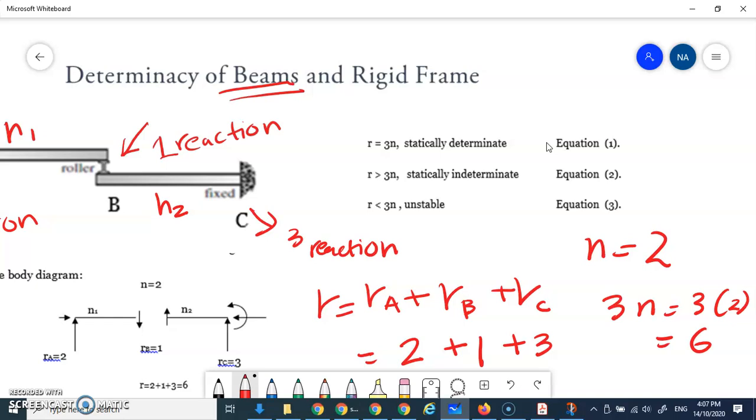Okay, so I guess that's all for this part. I will show you another video, another examples regarding the determinacy of trusses in the next video.